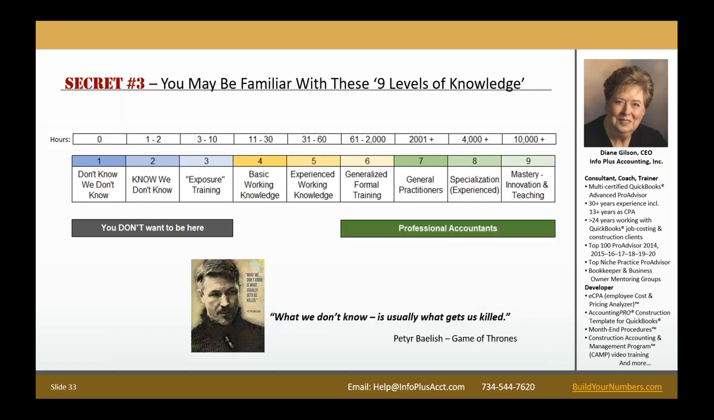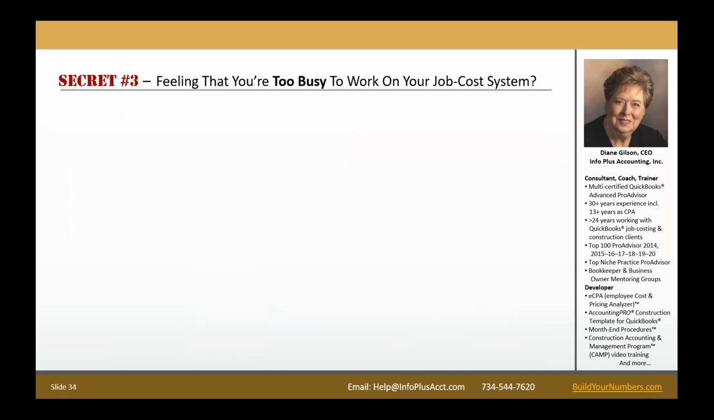Professional accountants generally sit in the 6 to 9 range over here. And so they go through formal training and then they become practitioners. They might specialize eventually, and then ultimately perhaps end up in the mastery area with innovation and teaching. And across the top, you'll see that I put the estimated hours in each area. Where you want to be is here in the middle in sections 4 and 5, where you start getting some basic working knowledge in the 11 to 30 hour range, or experienced working knowledge by actually using reports and getting more familiar. That's where you really want to be.